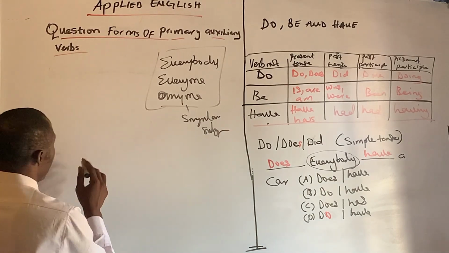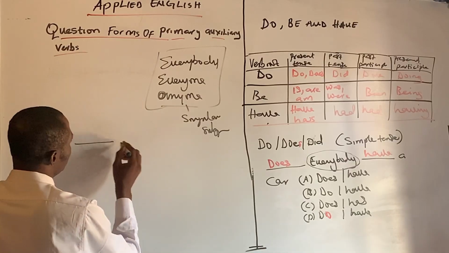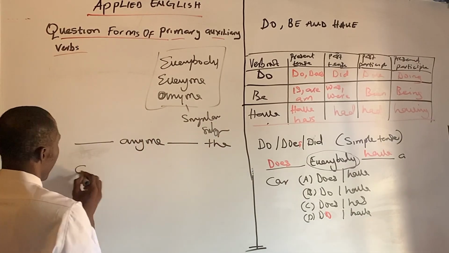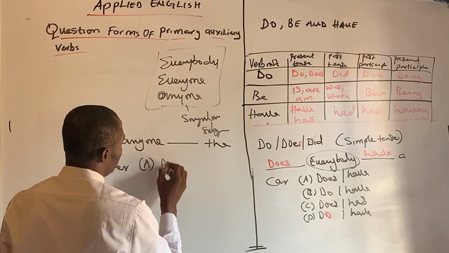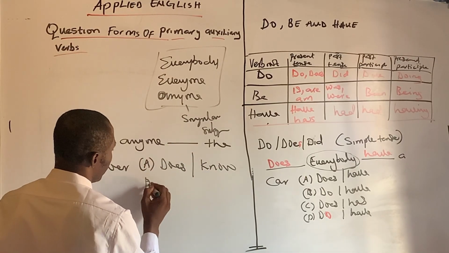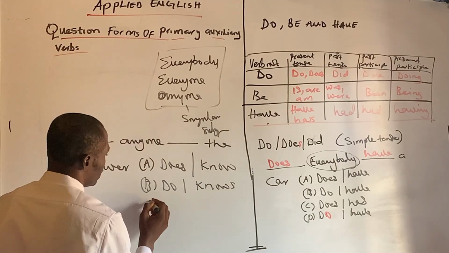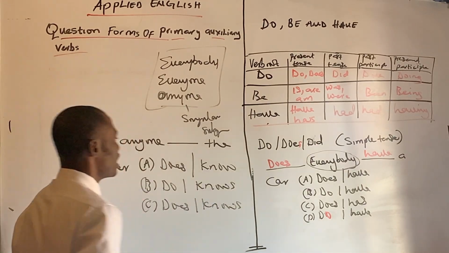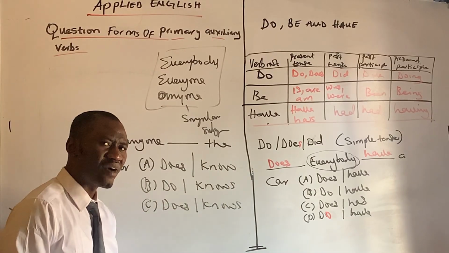If we have does, dash anyone, dash the answer. A, does anyone know the answer. B, do anyone knows. C, does anyone knows. Now, look at the verb. The main verb is know. The auxiliary verb is does.